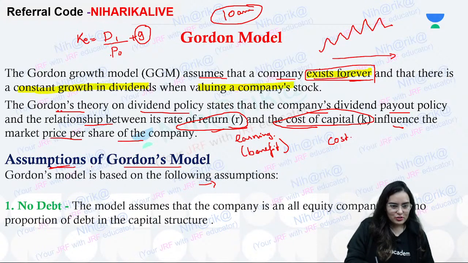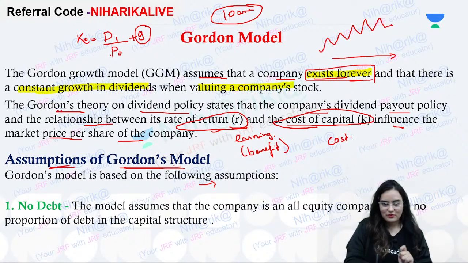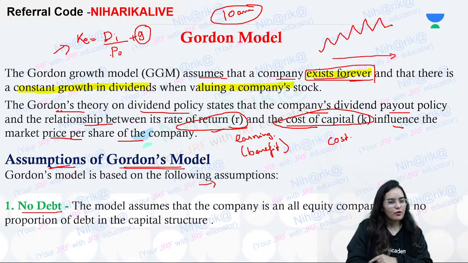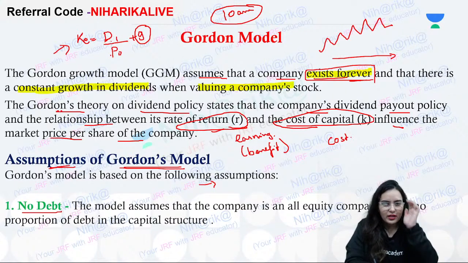See, first of all, what is the assumption of the Gordon model? The first assumption that we can see is no debt. Can we see any debt element in the formula? No, I cannot see it. Can we see an equity element in the formula? Yes, I can see it. Where? D for equity. How come?